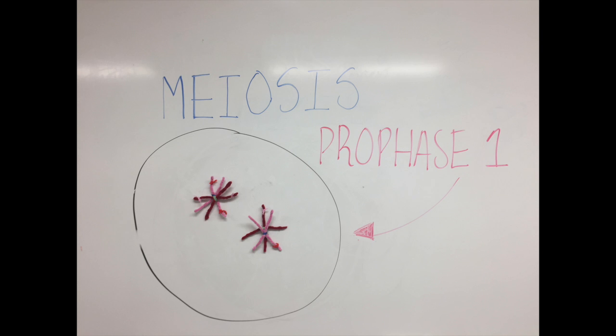These gene combinations are random and are also referred to as independent assortment. The result of crossing over is genetic recombination in the cell. Prophase 1 is the longest phase of meiosis, accounting for 90% of the time spent.